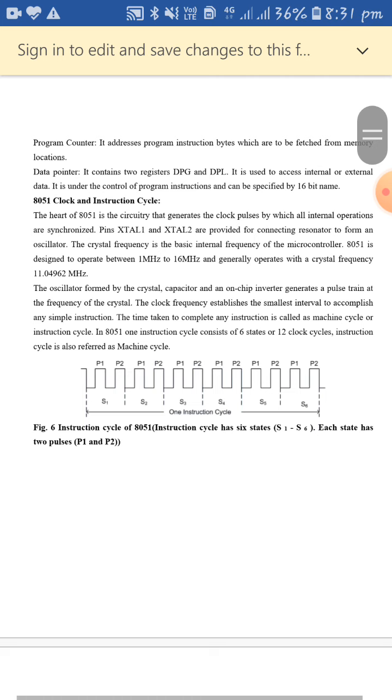Next, the 8051 clock and instruction cycle is very important. Here the crystal is connected outside the IC, though sometimes it comes built in with the 8051. There are two pins, XTAL1 and XTAL2, provided to connect the resonator to form the oscillator. It operates between 1 megahertz and 16 megahertz, and generally operates with a crystal frequency of 11.0592 megahertz.